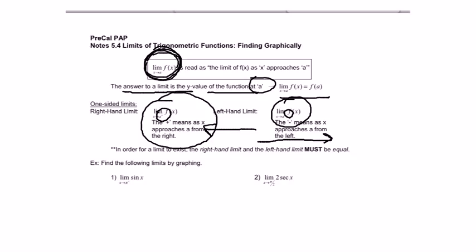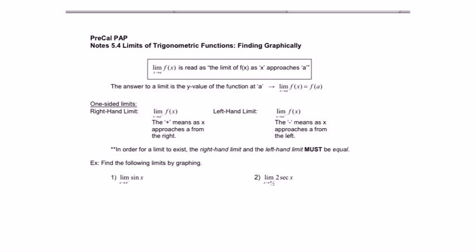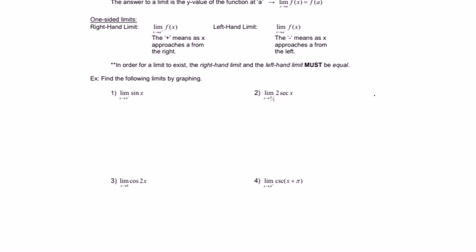In order for a limit to exist, the right-hand limit and the left-hand limit must be equal. This is like a theorem. We're just going to work on one technique today, and that is using graphing to solve limits. So we're going to look at the graph, and we're going to decide what the answer to our limit problem is. Alright, so let's take a look at our first couple of examples.